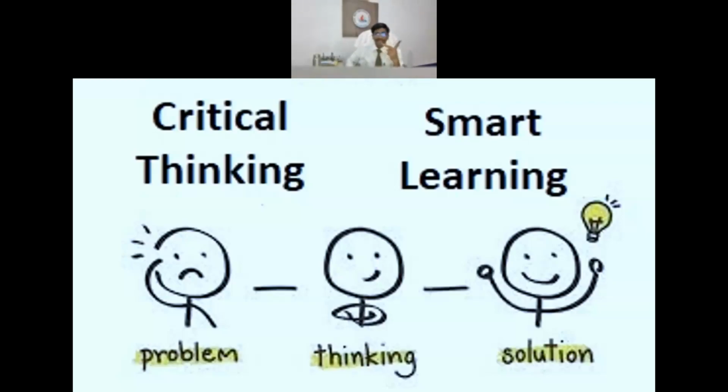Critical thinking is to think differently, not in a negative way. Sometimes when something positive is found, we use critical thinking to pull down the positive aspect. That will have negative impacts. Instead of that, we should have critical thinking with a positive approach, which should lead to smart learning.